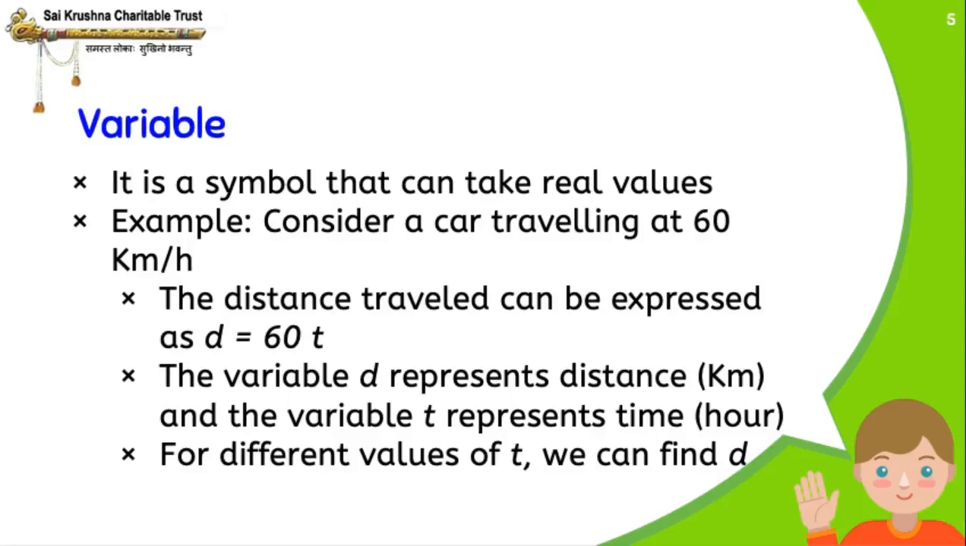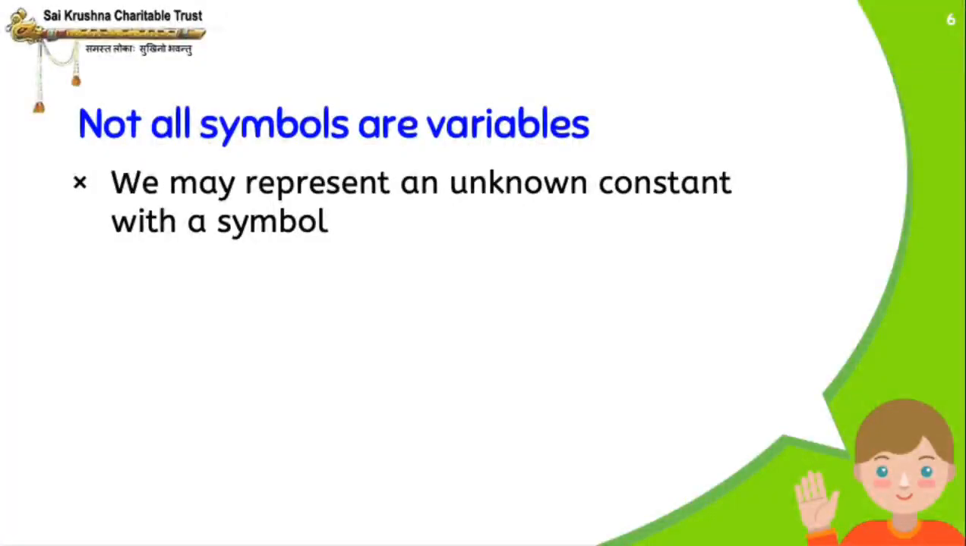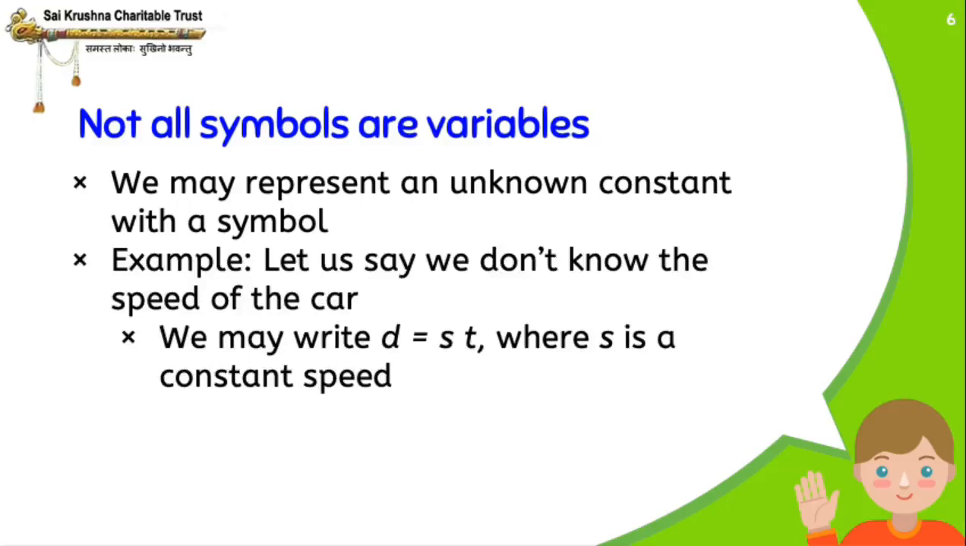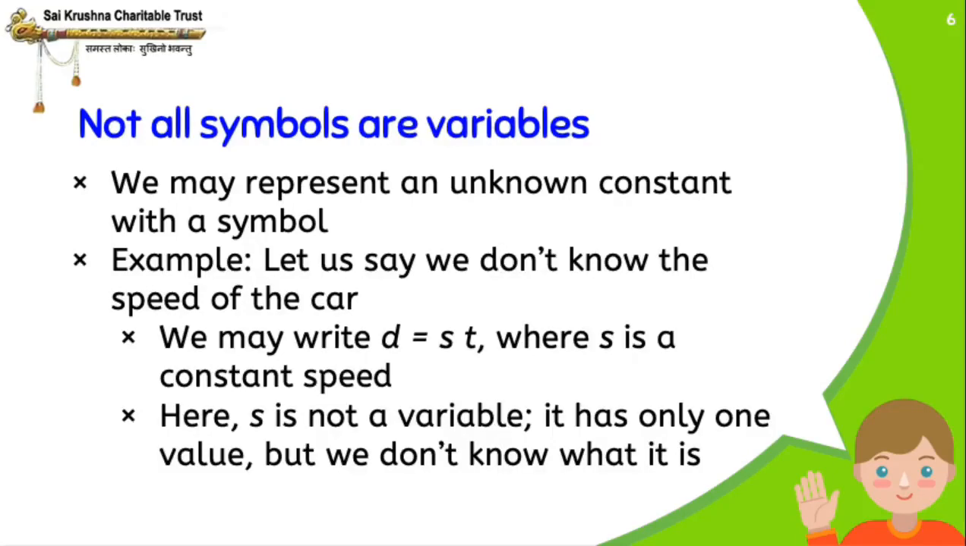One thing we need to be careful about is that not all symbols are variables. We sometimes use symbols to represent an unknown constant. For example, let us say we don't know the speed of the car. We may write d equals st, where s is a constant speed. Here, s is not a variable. It has only one value, but we don't know what it is, so we have used the letter s to represent it.